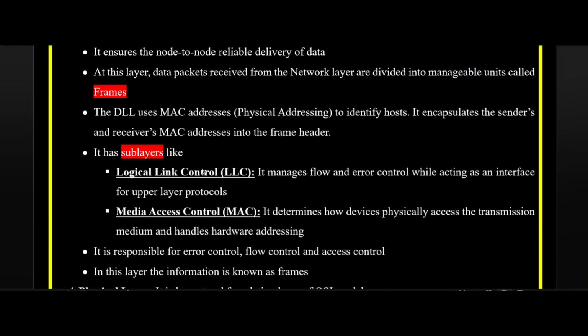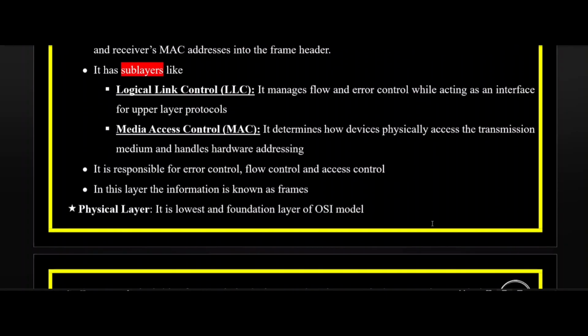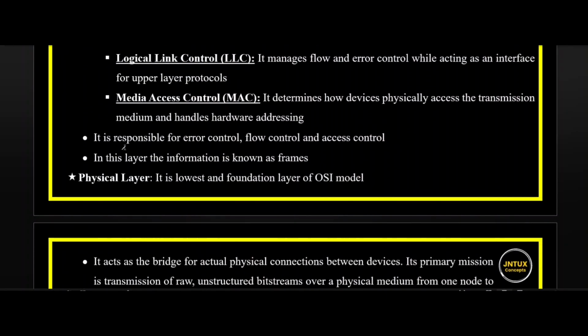LLC, logical link control, manages flow and error control while acting as an interface for upper layer protocols. MAC, media access control, determines how devices physically access the transmission medium and handles hardware addressing. The DLL layer is responsible for error control, flow control, and access control. In this particular layer, the information or data is known as frames.